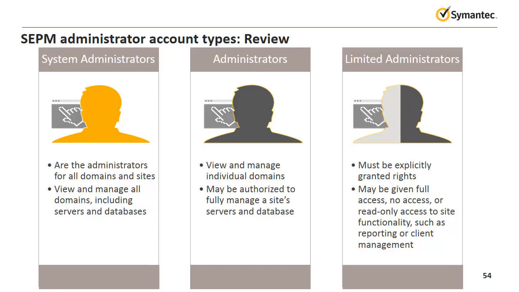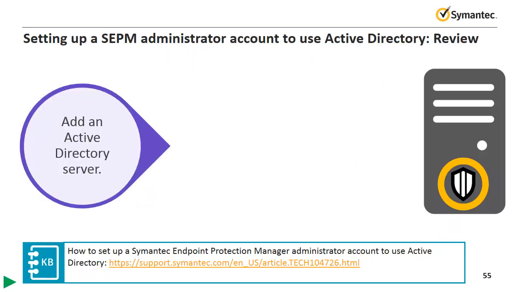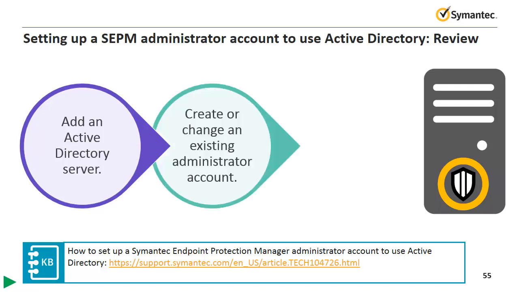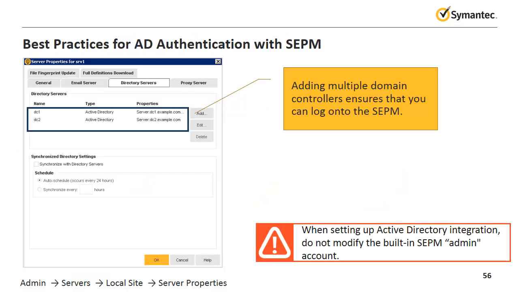To set up a SEPM administrator account to use Active Directory authentication, add an Active Directory server to the SEPM. After adding an Active Directory server, you create or change an administrator account to use directory authentication. To complete the process, test the account by having the user log on to the SEPM using the linked Active Directory password. If your organization has a replicating Active Directory installation, add the replicating domain controllers. By adding multiple domain controllers, it ensures that you can log onto the Symantec Endpoint Protection Manager.